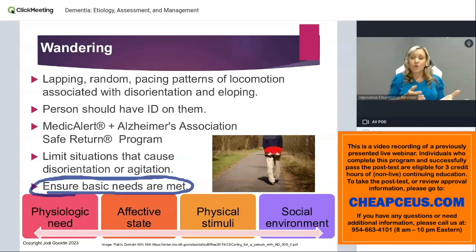There are different alert programs that are available. Also, there is a suggestion that you should keep a piece of the person's clothes in a sealed Ziploc bag with their scent on it, in case that was ever needed. Hopefully not.